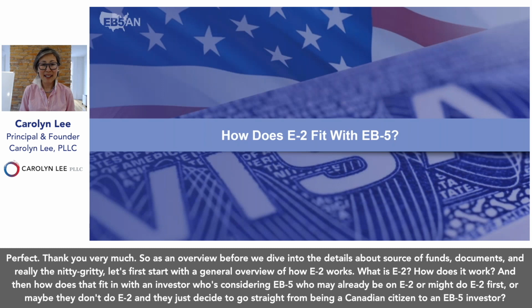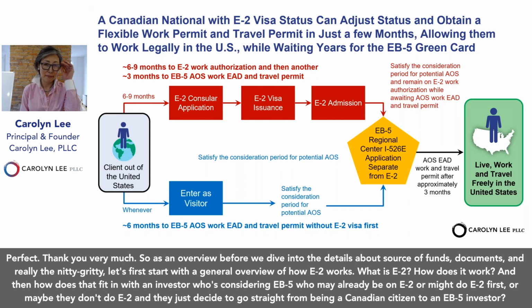So as an overview, before we dive into the details about source of funds, documents, and the nitty-gritty, let's first start with a general overview of how E2 works. What is E2? How does it work? And then how does that fit in with an investor who's considering EB-5, who may already be on E2 or might do E2 first, or maybe they don't do E2 and they just decide to go straight from being a Canadian citizen to an EB-5 investor.